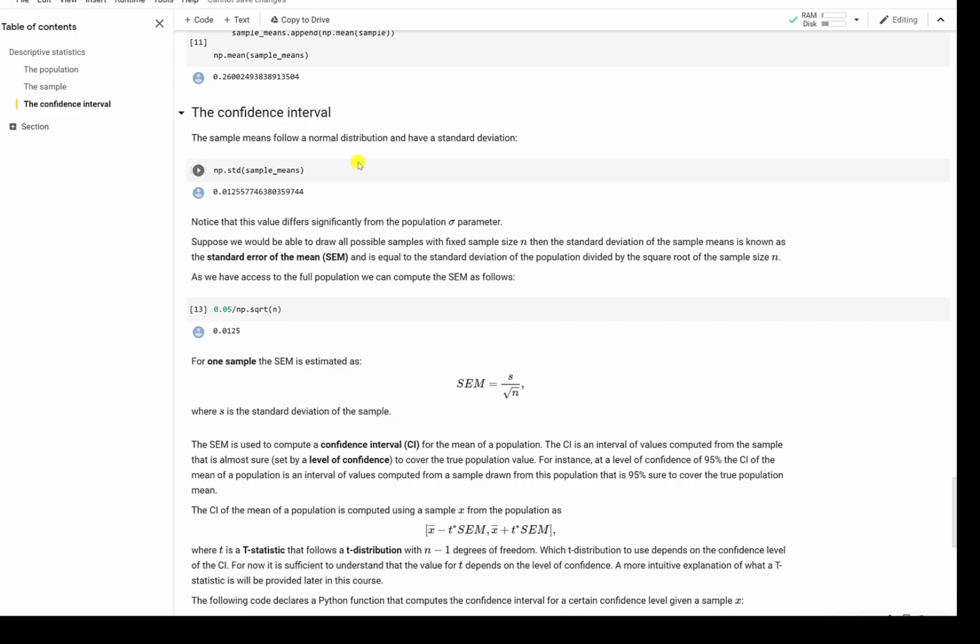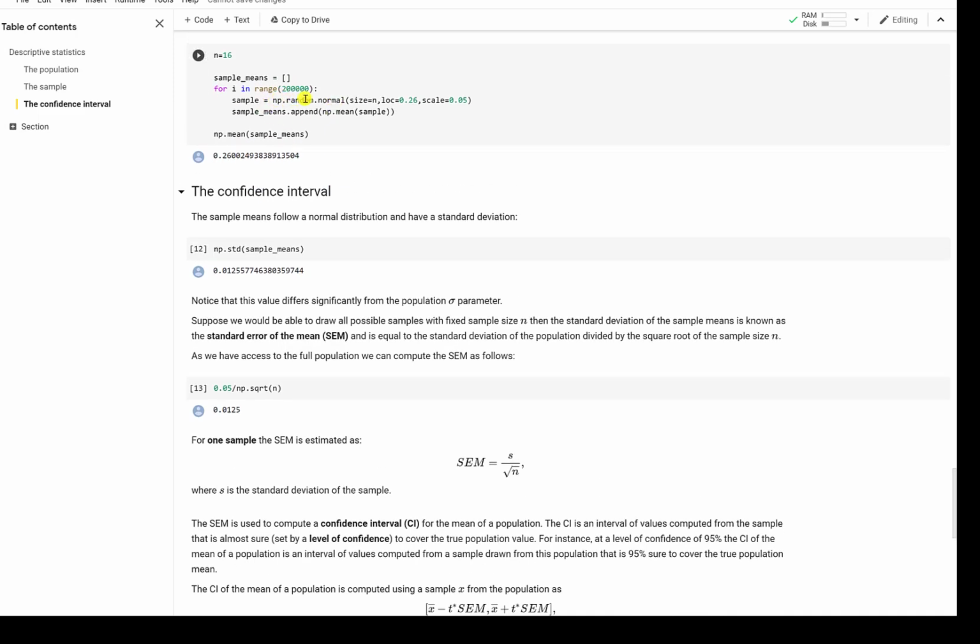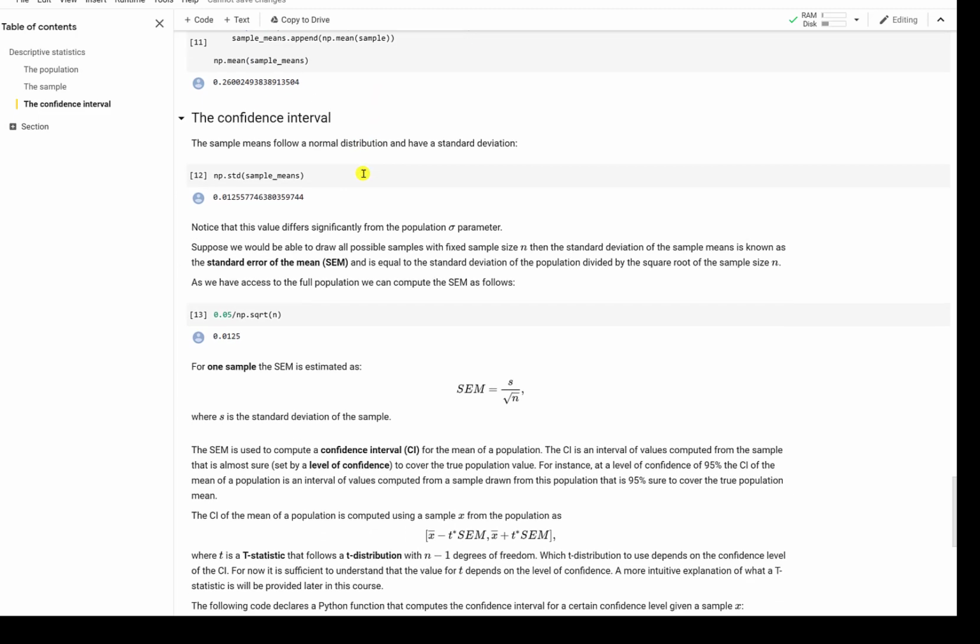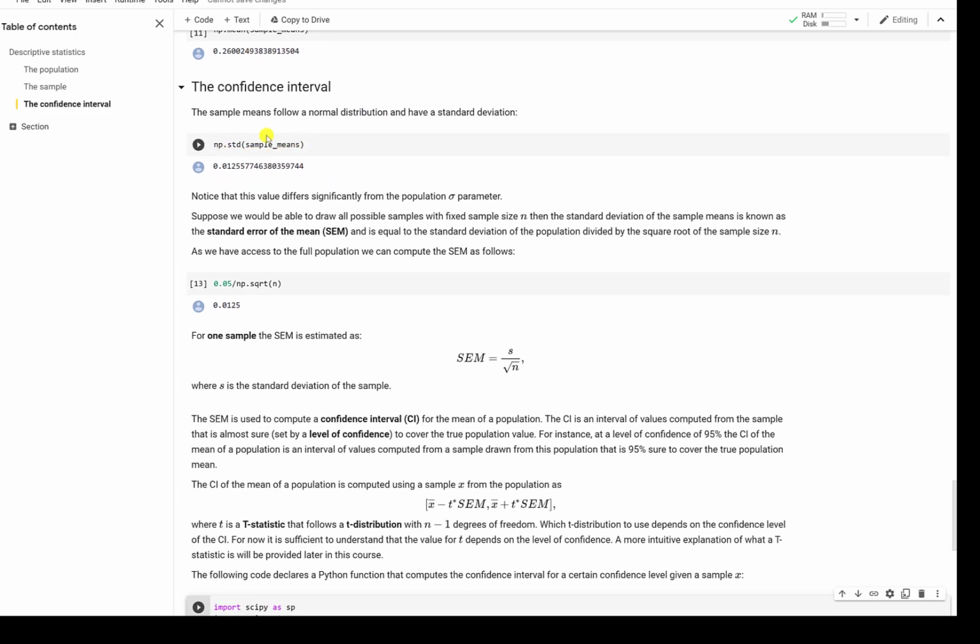Okay, so just like we did here, as you can see, we had these 200,000 samples that we randomly drew from the same population. Now we computed the mean of those samples. We can also compute the standard deviation of those sample means. That's what you see here, that's the value. And from that standard deviation, we can actually draw some conclusions about the uncertainty about the mean.